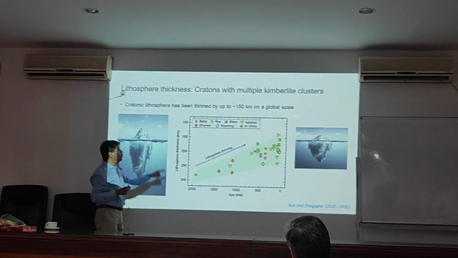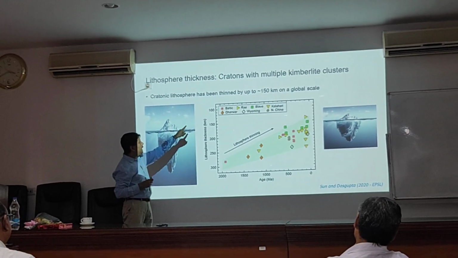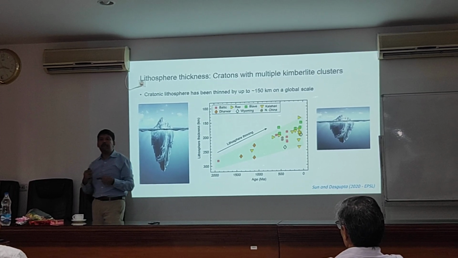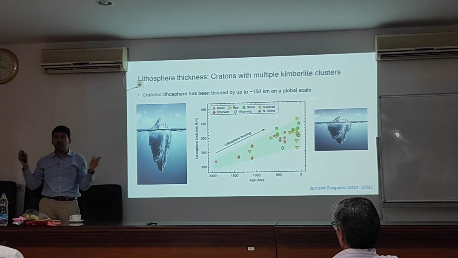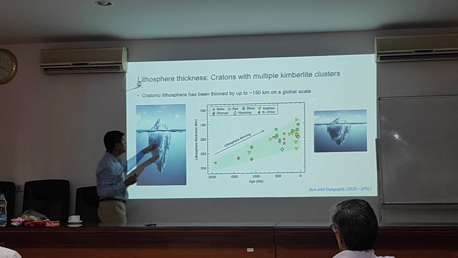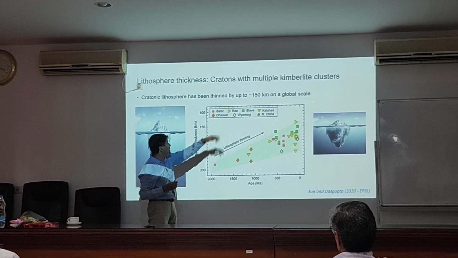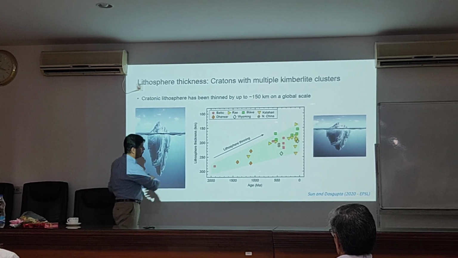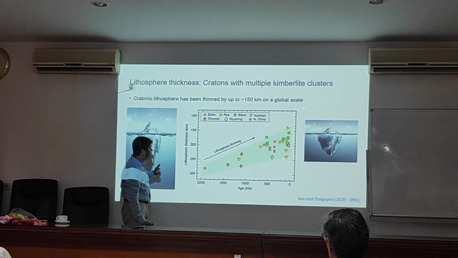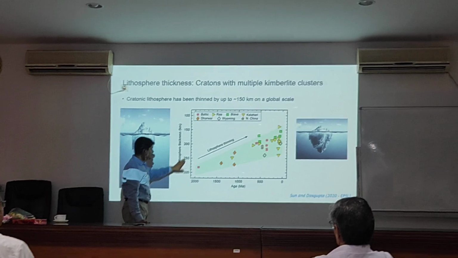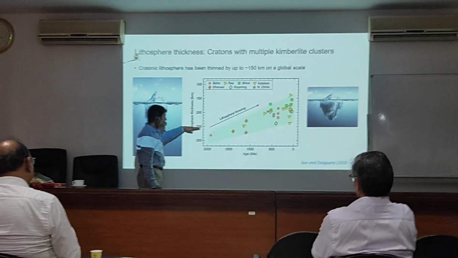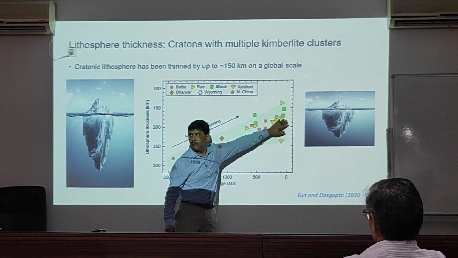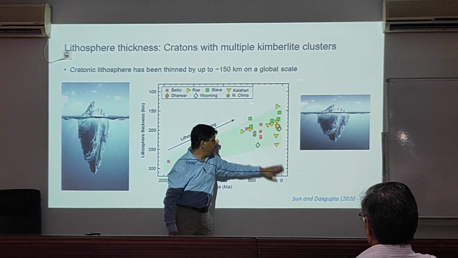In this particular plot, we are only plotting cratons where there were more than one kimberlitic magmatism episodes temporally separated. That includes Dharwar, Baltic, Wyoming, Slave Province, Kalahari, North China, and so on. And as you can see, when we compile everything, there is this broad trend of the lithosphere-asthenosphere boundary, or the LAB depth, being very, very thick in the Archean and thinning with time.